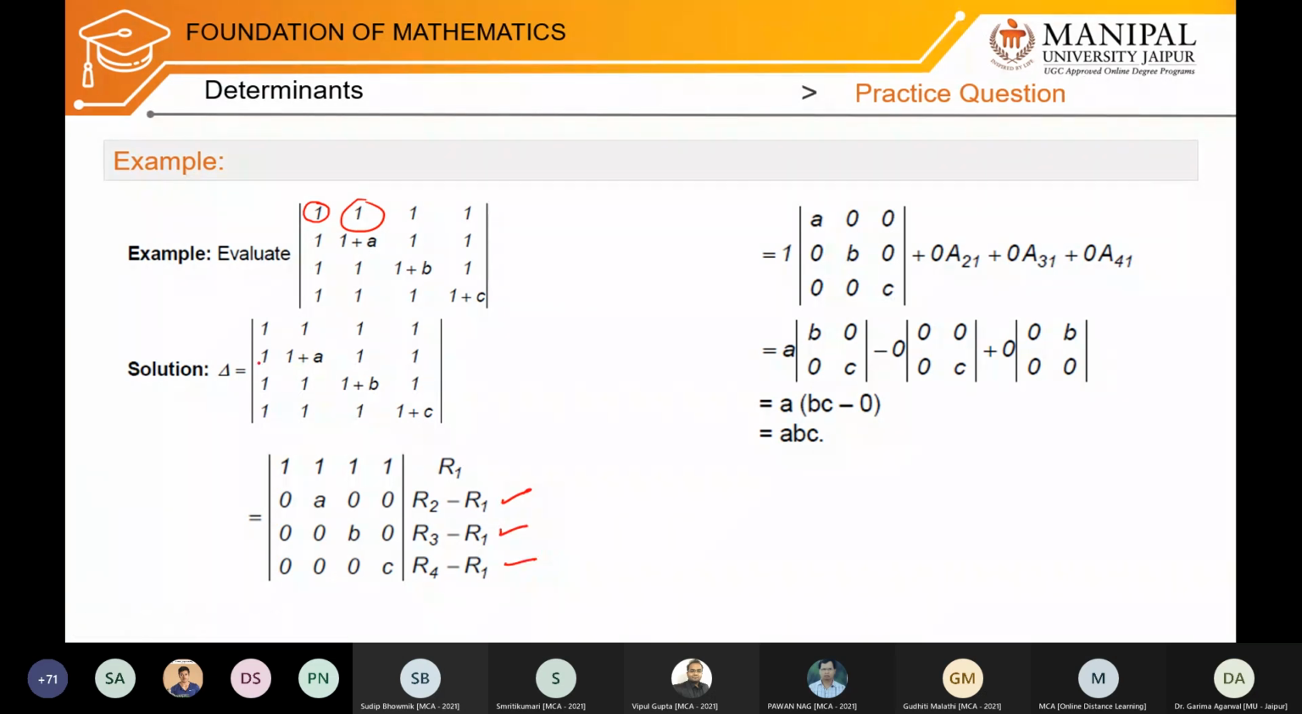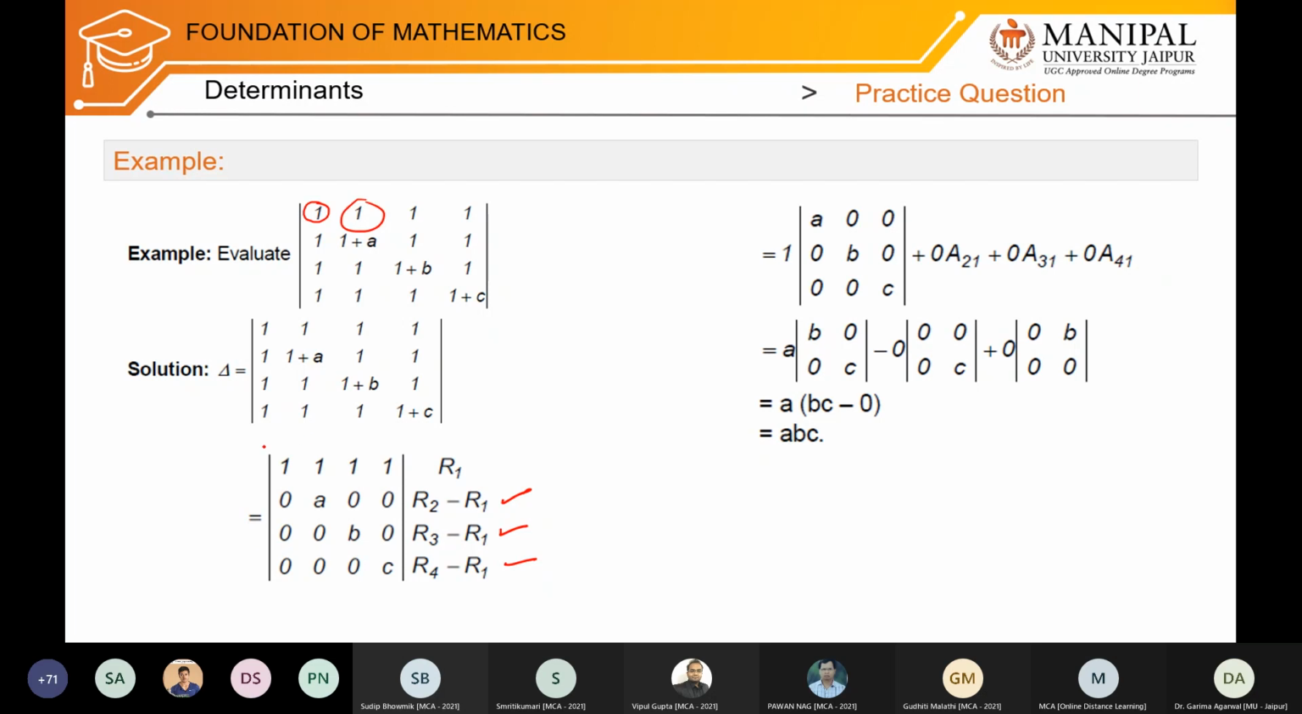Here if I apply R2 minus R1, this 1 will cancel, this 1 will cancel, and only this A will remain over there, right? Similarly for R3 minus R1, R4 minus R1, right? So we get this matrix. Clear?